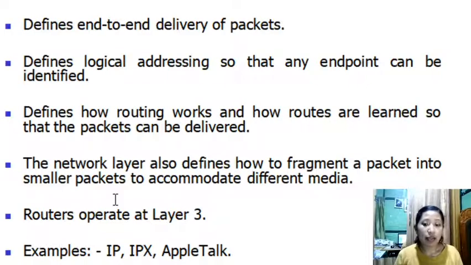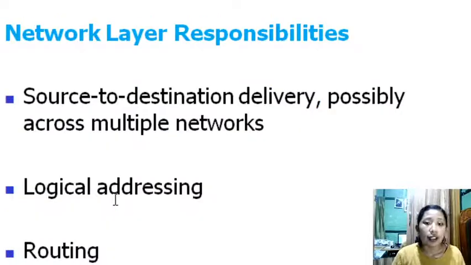Like IP, IPX, AppleTalk, these are examples of network layer protocols. And you can see here that the main objective of the network layer is source to destination delivery. Once a message is generated by the sender, to make sure that the message finally reaches the destination, because the network can be very huge and there can be so many paths between sender and receiver, which path needs to be followed so that the receiver can get the message will be done by using the functions of the network layer.